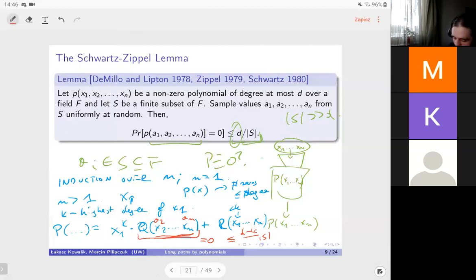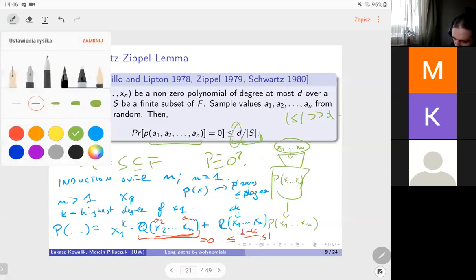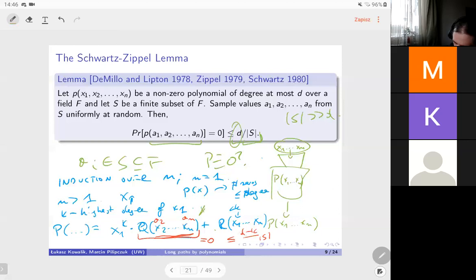In the other case, the green scenario, this is non-zero. If this is non-zero, then after sampling x2 up to xn, the entire thing is a polynomial p tilde of x1 of degree k, because this is the highest term. It is a non-zero polynomial, because this coefficient turned out to be non-zero. So it is a non-trivial polynomial, and it has probability at most k over the size of S of being zero after you sample x1.